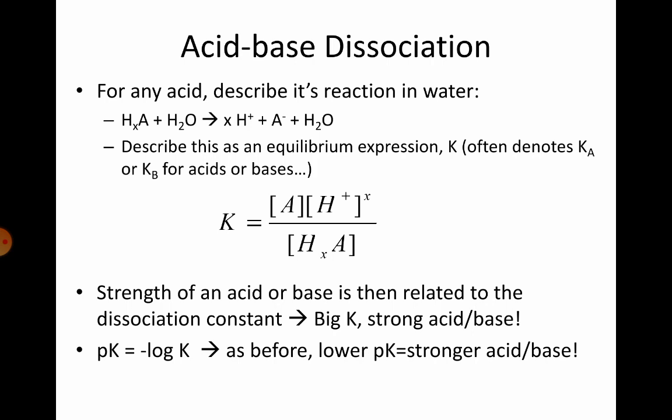So the strength of an acid or base is related to the dissociation constant K, strong acid or strong base, where pK is equal to the negative logarithm of K as before. Lower pK means a stronger acid or base.